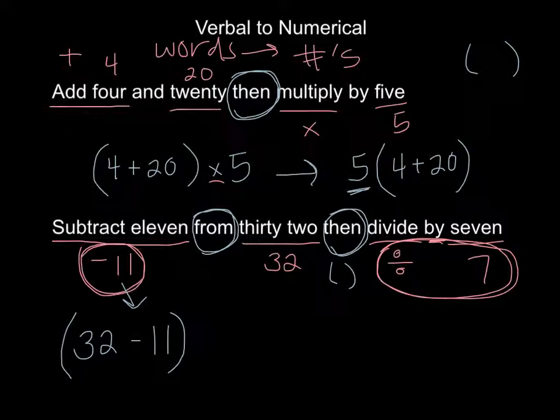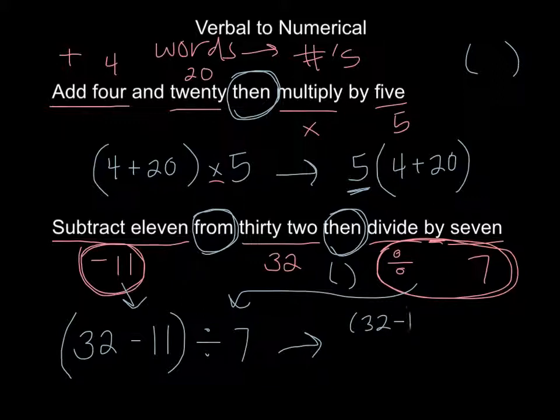Then I'm going to divide by 7, and I know that the division also has to be written in the same order. Another way to write this problem would be using a fraction bar as your division sign, which would look like 32 minus 11 over 7. Or if you're typing it on a computer, it'll look like a slash and a 7. But this means the exact same thing.